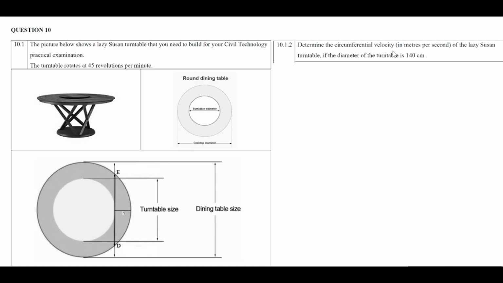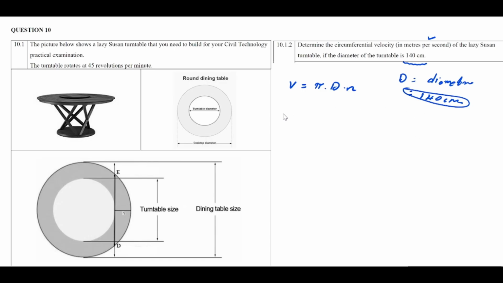They say determine the circumferential velocity in meters per second of the lazy Susan turntable if the diameter is given to you as 140 centimeters. First, the formula that we are going to use is pi multiplied by d multiplied by n, where d represents our diameter here. And then our diameter is given by 140 centimeters. They want us to calculate everything in meters per second. So we're going to convert this 140 centimeters to meters.